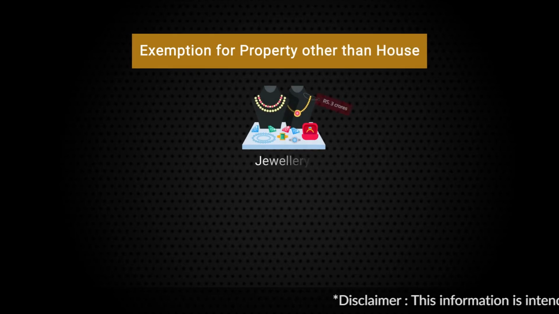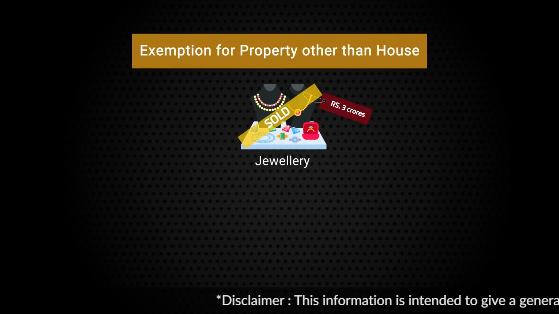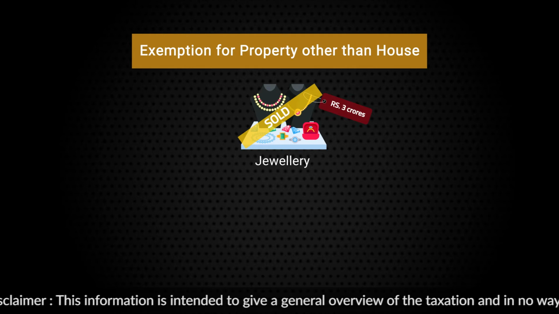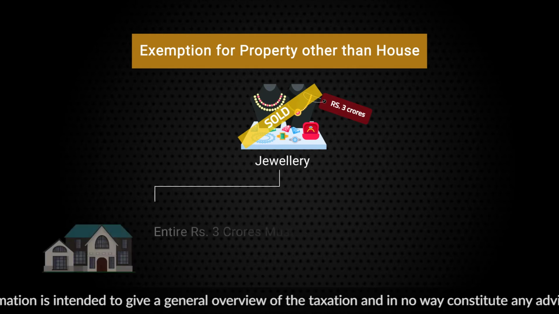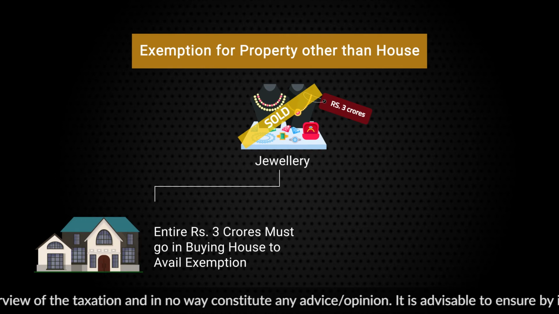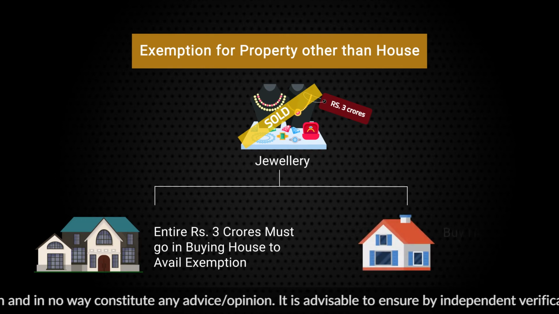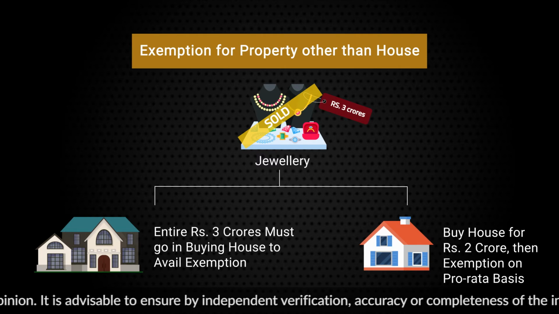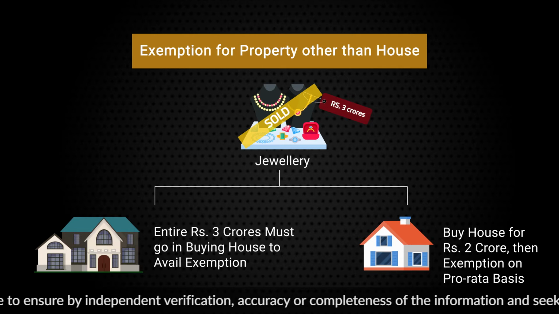So, for example, if you have sold gold worth 3 crores, the capital gains may be 2 crores. However, you will have to invest the entire 3 crores into a new house property to get your exemption from capital gains tax. However, if you invest part of your sales proceeds, the exemption that you will get on your capital gains tax will be pro rata.